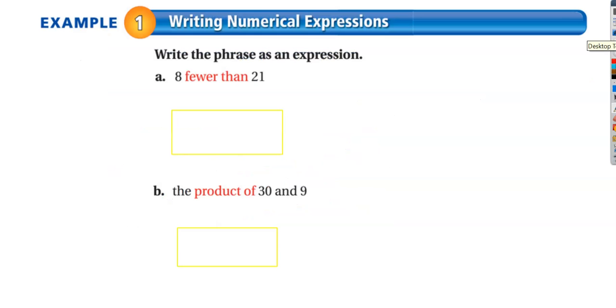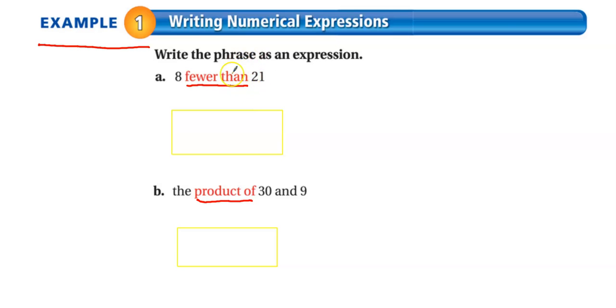All right, so here's the first example I want you to write in your graphing notebook. It's example 1, and all we are doing is writing numerical expressions. We're not actually doing any math. I just want you to write the phrase as an expression, and you can see that the words that represent the operations are in red. And so go ahead and, well, you don't have to pause this because we're doing these together.